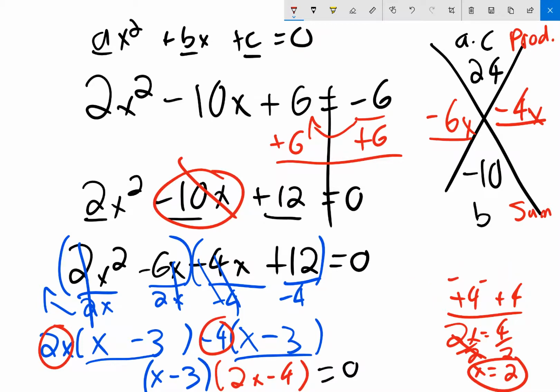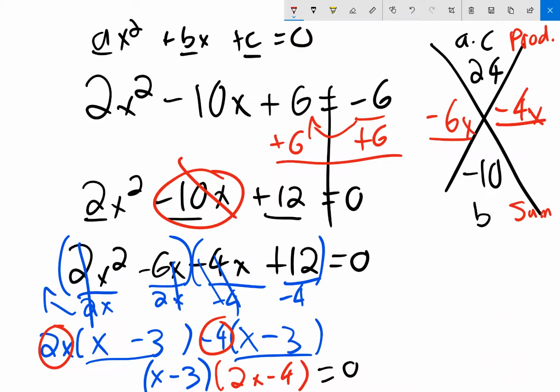One thing I do want to point out, I don't know what type of questions you're asked on your test, but if you just need the solutions, then everything I did here is fine. But sometimes if you need to factor it completely, I've made a little bit of a blunder in the fact that this 2x minus 4 here is not completely factored. So let me just clear up some space and I'll come back to that. So x minus 3 and 2x minus 4 are my factors, correct?